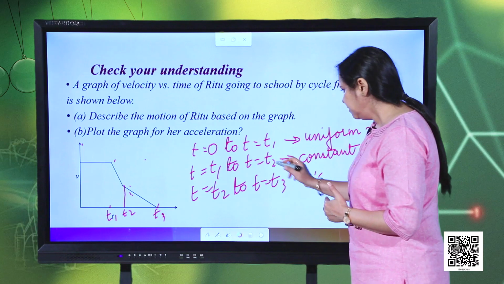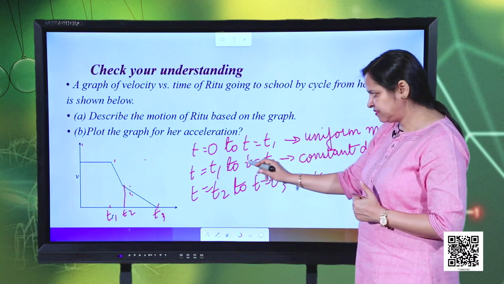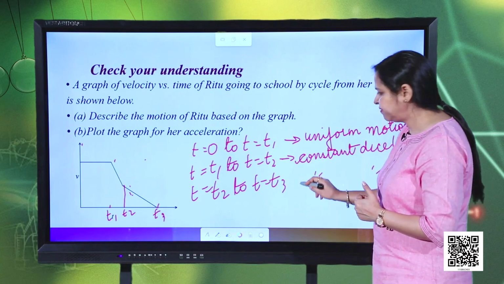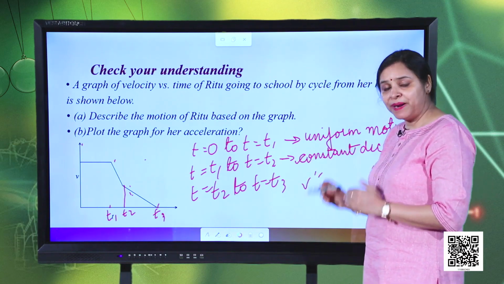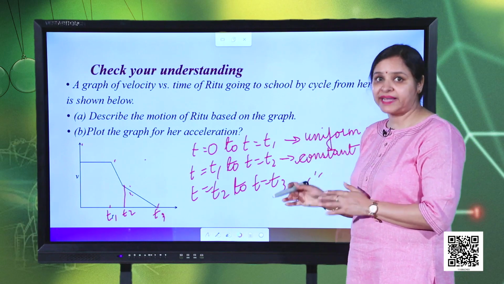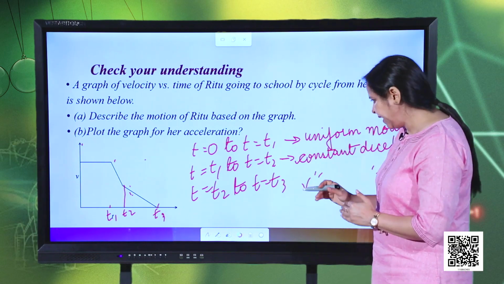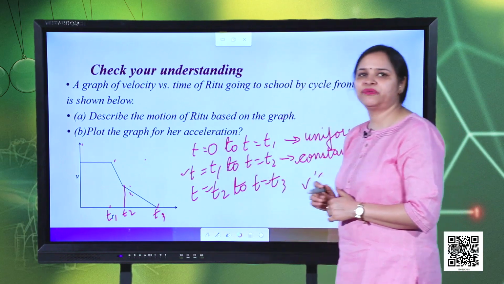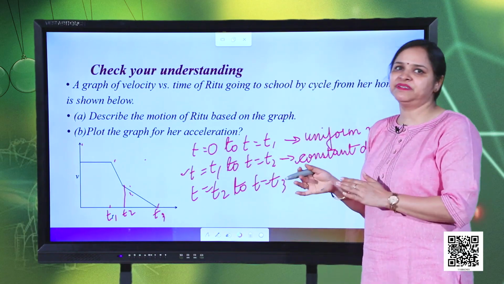So, both of these time durations, t1 to t2 and t2 to t3, although representing constant deceleration, there is a difference in the rate. The rate of deceleration is more in this time duration because of the steeper slope.